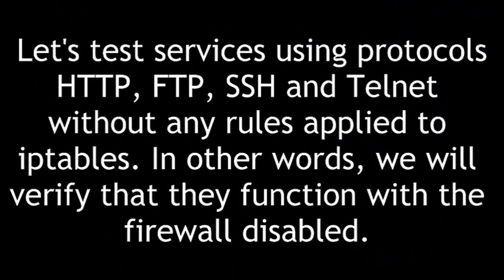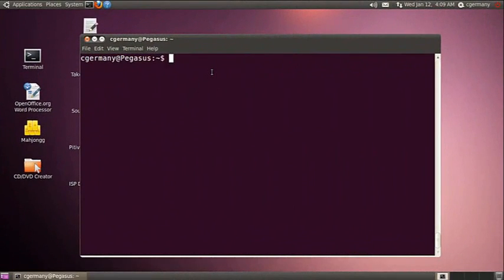Let's test services using protocols HTTP, FTP, SSH, and Telnet without any rules applied to iptables. In other words, we will verify that they function with the firewall disabled. So we're on Pegasus right now, and I have four commonly used server services going. So four daemons are set up. There's the Apache 2 web server, and remember that uses port 80. There's vsftpd, the Very Secure FTP daemon, which uses ports 20 and 21. There is Telnet, or xinetd, which uses port 23, and I have Secure Shell, which uses port 22.